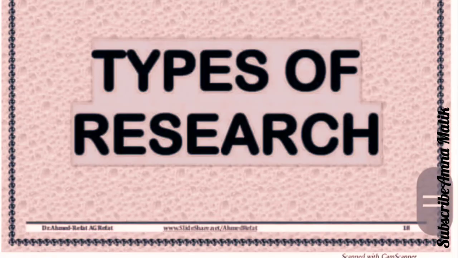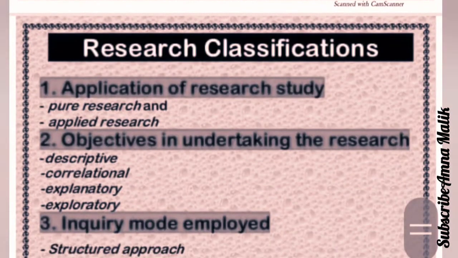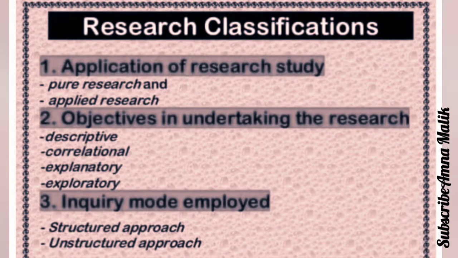Types of research. Research clarification. System 1: basic research, applied research. System 2: quantitative research, qualitative research. System 3: experimental research, non-experimental research. Research clarifications: application of research study, pure research and applied research.